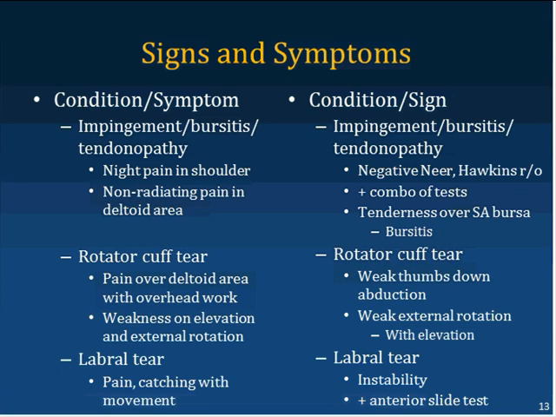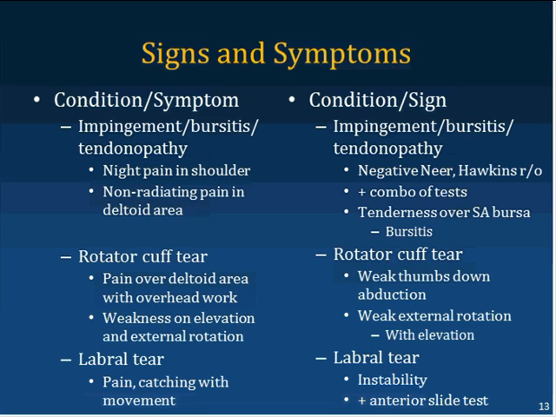In a rotator cuff tear, these range from micro tears to full thickness tears. There's pain over the deltoid area with overhead work, and this would be more small tears because with full tears you can't lift your arm over your shoulder. There's weakness on elevation and external rotation. If you're testing somebody with physical maneuvers, thumbs down abduction will be weak.